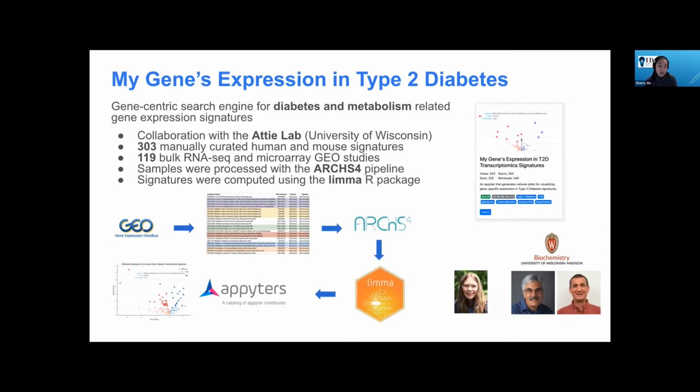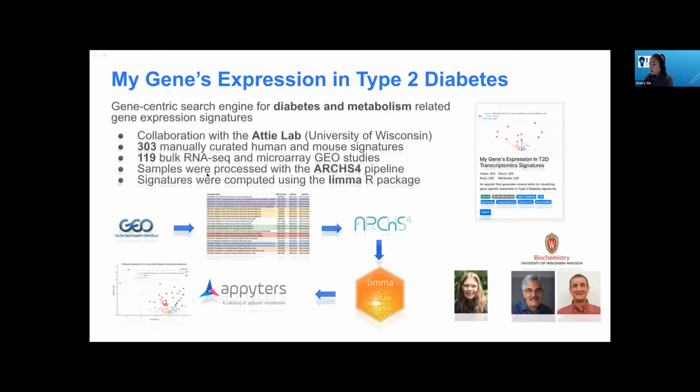Over 300 human and mouse signatures from a total of 119 GEO studies were manually extracted by Dr. Kathleen Jagodnik, formerly of our lab, in collaboration with Dr. Mark Keller and Dr. Alan Attie of the Attie Lab at the University of Wisconsin. These samples were then processed using the ARCHS4 pipeline, and the signatures were computed using the limma-R package.